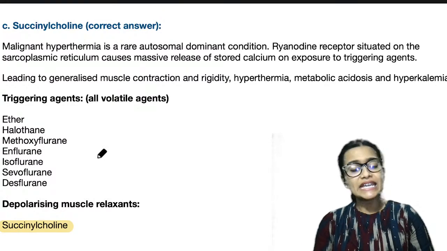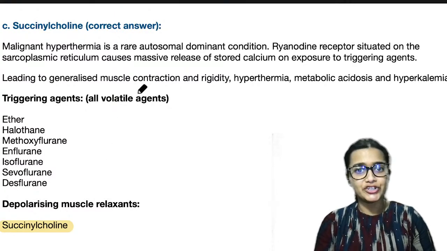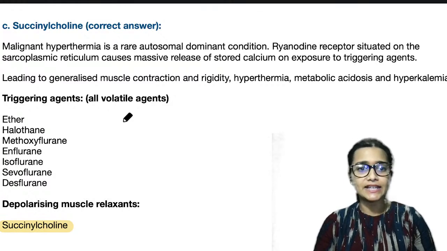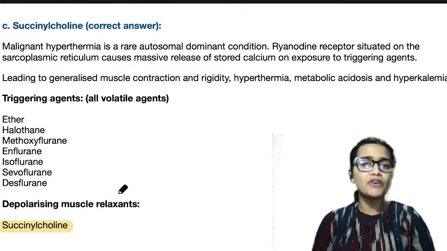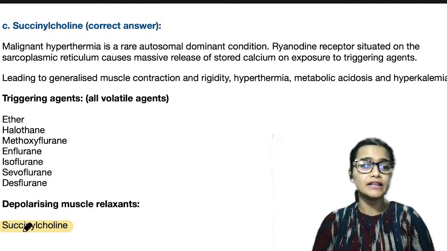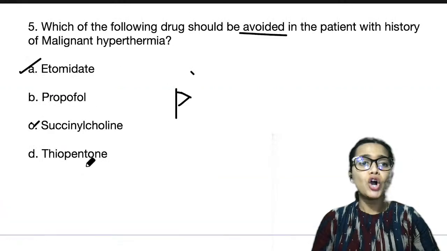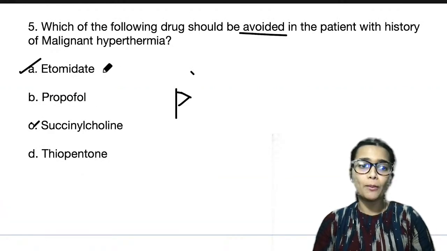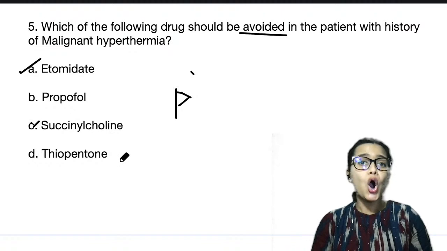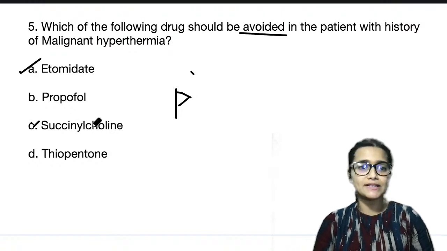Now, the easiest way to remember the triggering agents is that it's all your volatile or inhalational anesthetics, and just one group of muscle relaxants. That is your depolarizing muscle relaxant like succinylcholine. From the options here, the other three drugs, etomidate, propofol and thiopentone, are all IV induction agents, except succinylcholine, which is a muscle relaxant.